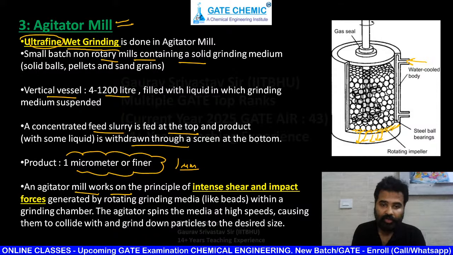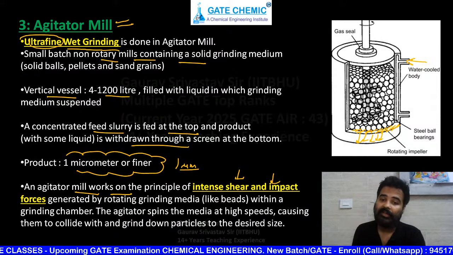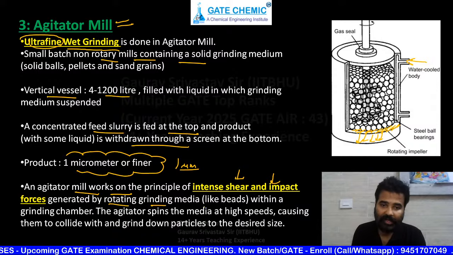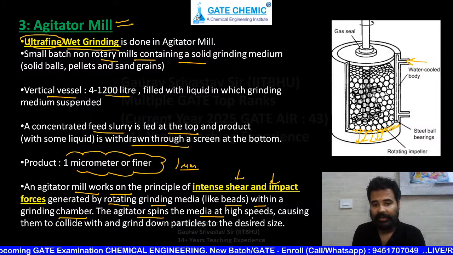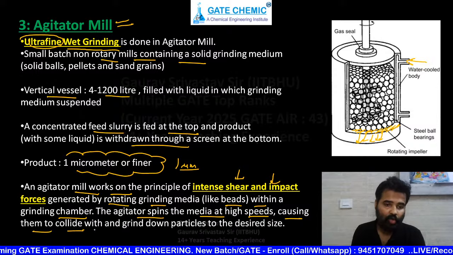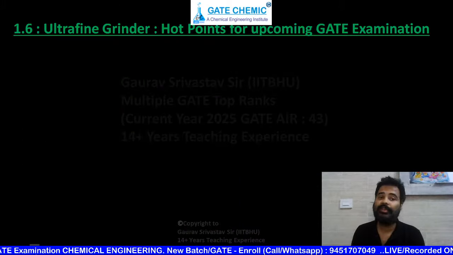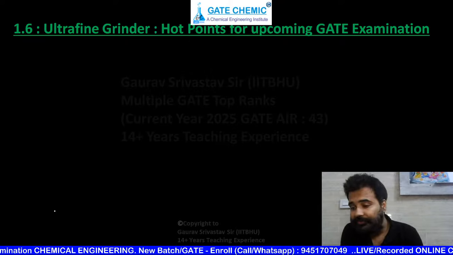And the agitator mill works on the principle of intense shear and impact. This is important. Intense shear, that means shear force is there, and impact is also there. It is generated by rotating grinding media like beads within the grinding chamber. The agitator spins the media at high speeds, causing them to collide with and grind down particles to the desired size. This is the agitator mill.